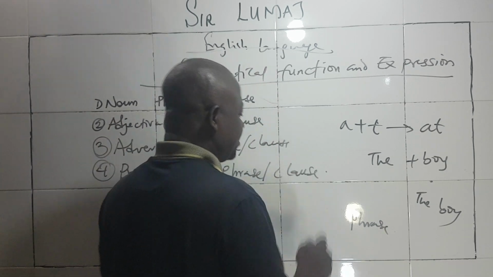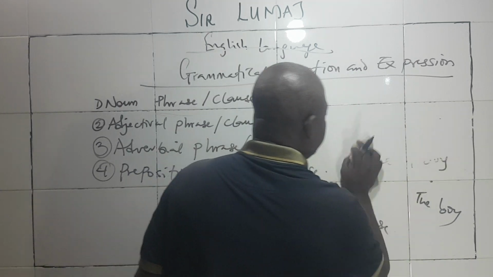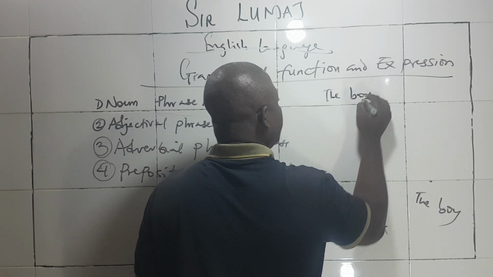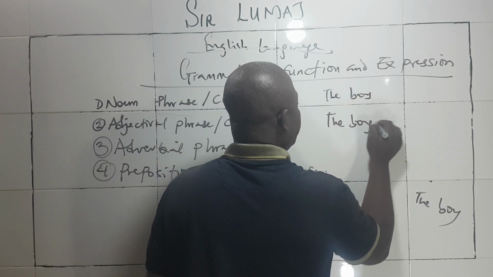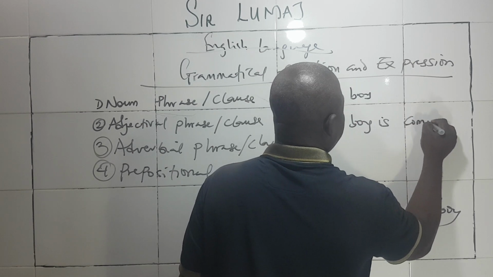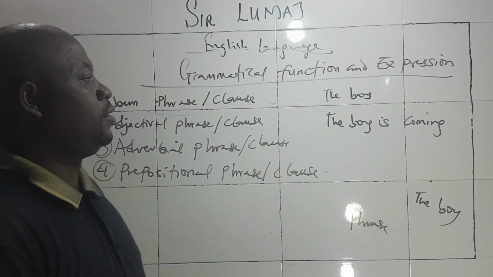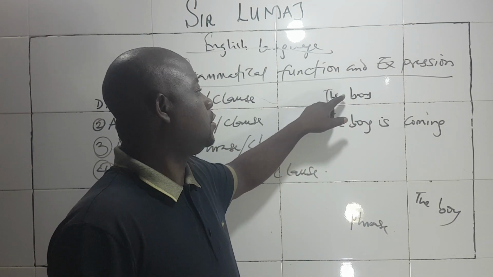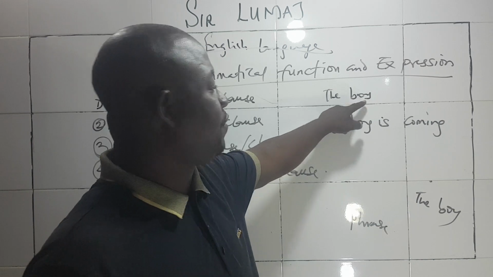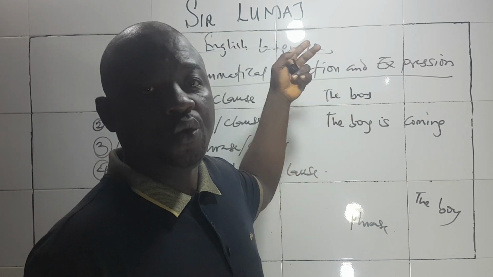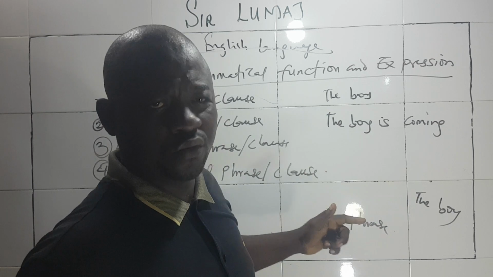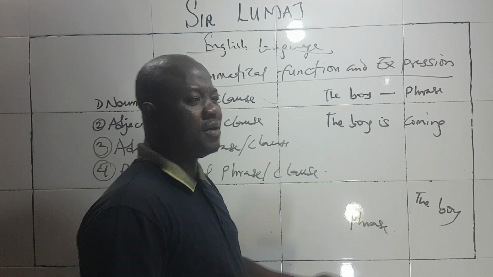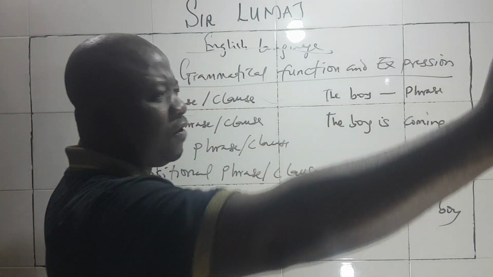For instance, if I say the boy, and I say the boy is coming. There is a difference between these two. The boy, the article, boy is a noun. If I ask now, break down these words. Do we have a verb in these words? No. So this is what? A phrase.